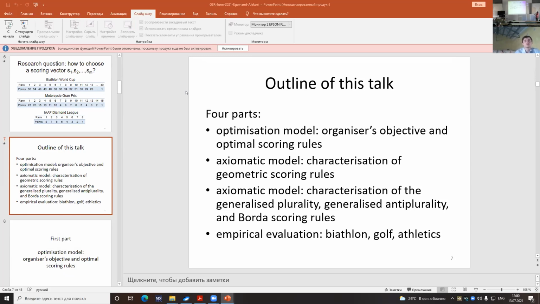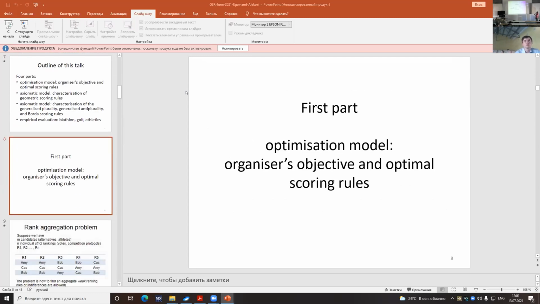The second part will be our axiomatic model. The third part is also an axiomatic model, but a characterization of particular rules in our general class that we characterized. This part will be introduced by Egor Ianovski, my colleague. And we will end with the fourth part, empirical evaluation. So we will see how our axiomatic and optimization models work on real data from biathlon, golf, and athletics competitions. So I will start with the first part.